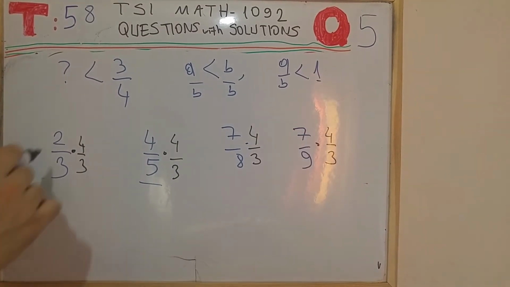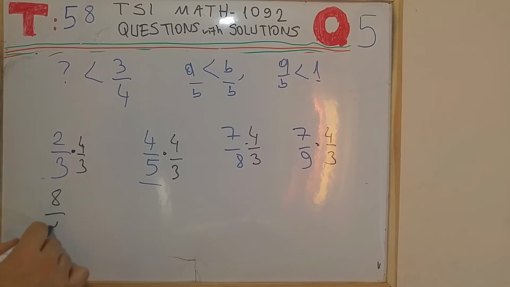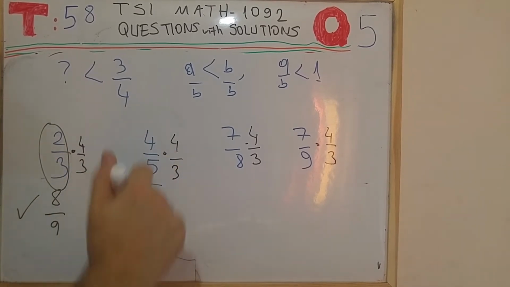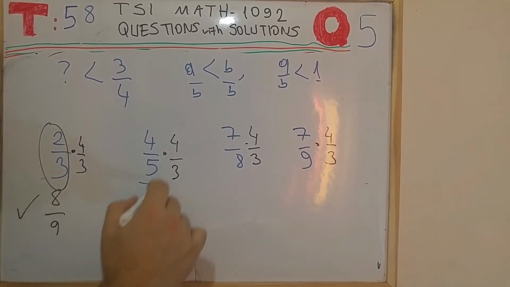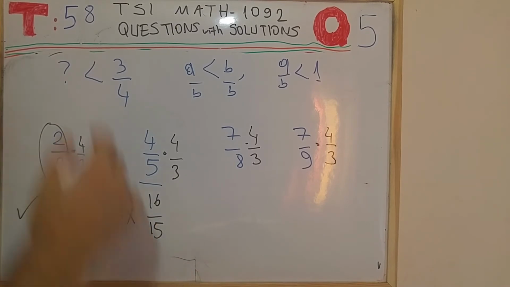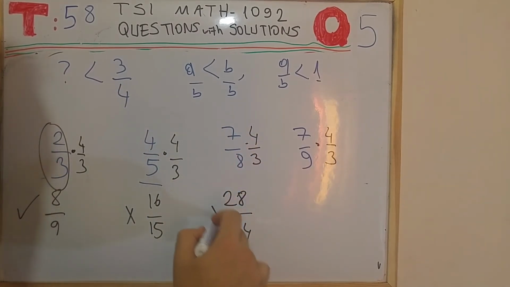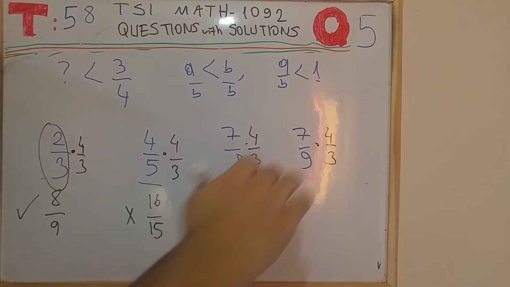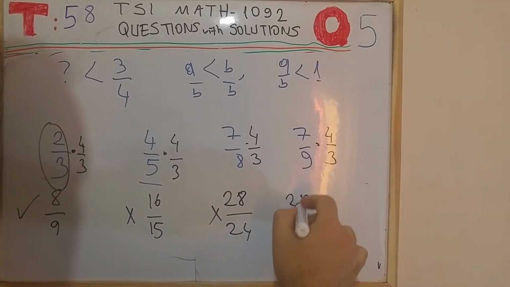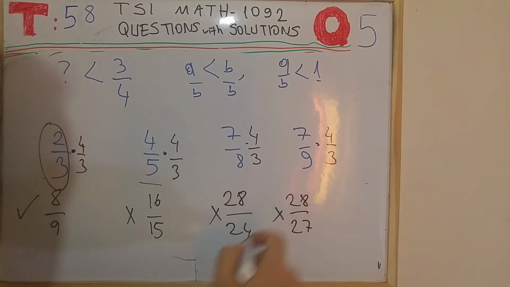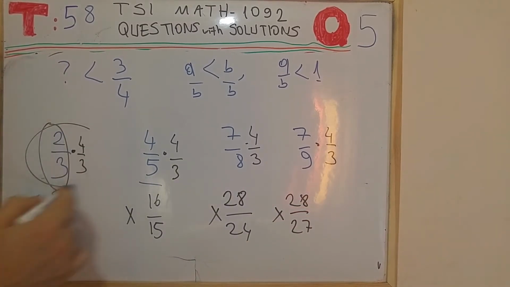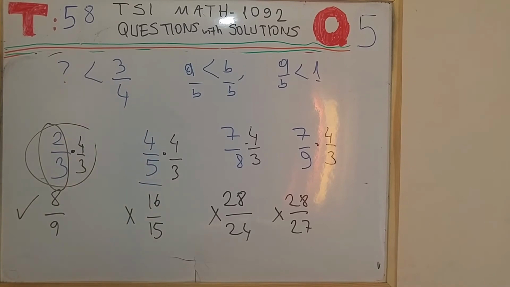Let's see. What I have here is equal to 8 over 9, which is less than 1. So this is less than 1. Let's check for the other choices too. What I have here is 16 over 15. So this is greater than 1, so this is not the right answer. What I have here is equal to 28 over 24, so this is greater than 1 too. And what I have here is 28 over 27, and this is greater than 1 too, so I have confirmed that my right answer is A.